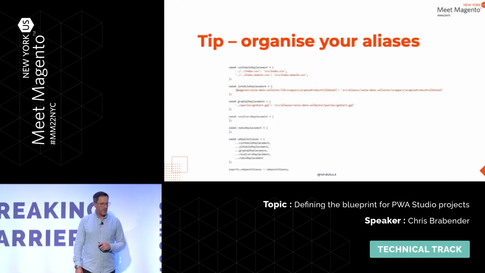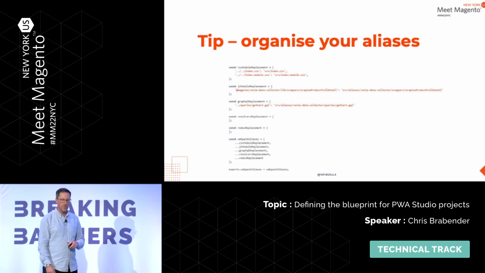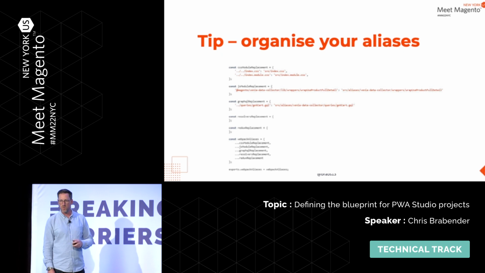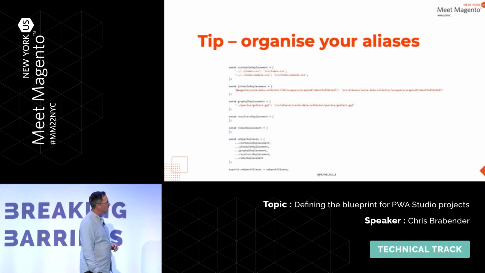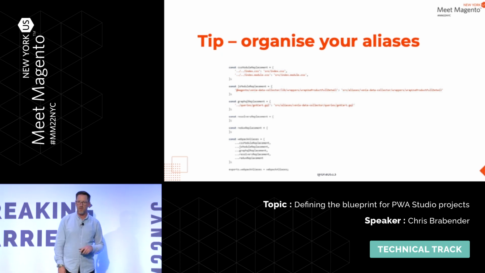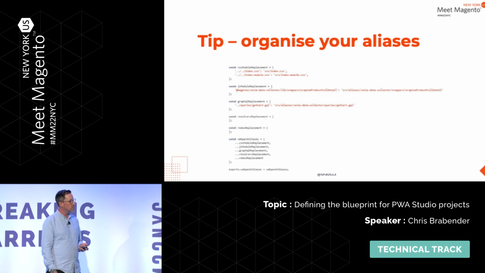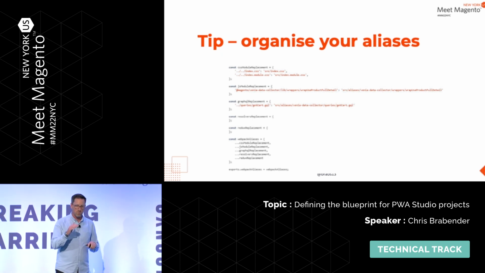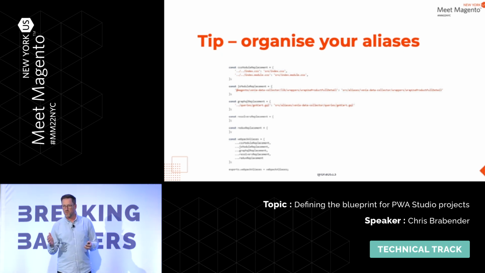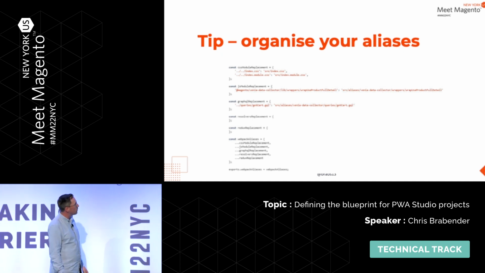When it comes to organizing aliases, your Webpack config file can get pretty big at times if you're running hundreds of aliases, which is entirely possible within PWA Studio. There's a lot of components we need to style. So we have just grouped that into a dedicated Webpack aliases file, and we group that by type. We have CSS, JS, GraphQL overrides. So it helps us just make our project a little bit more organized, easier for new developers to see what's going on, easy for us to identify what we may have updated as well.